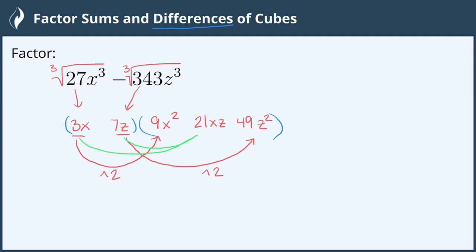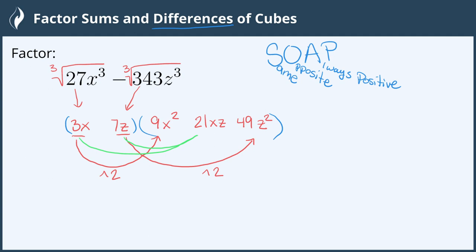Now we can fill in our addition and subtraction signs between all of those terms with the mnemonic I like to follow, SOAP. This stands for the same sign as the problem, the opposite sign of the first, and the last one is always positive, AP is always positive.